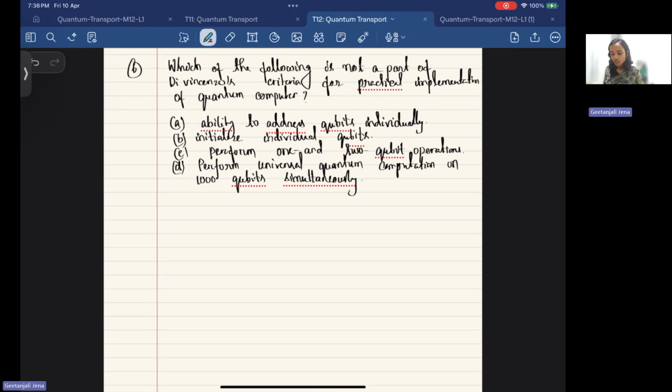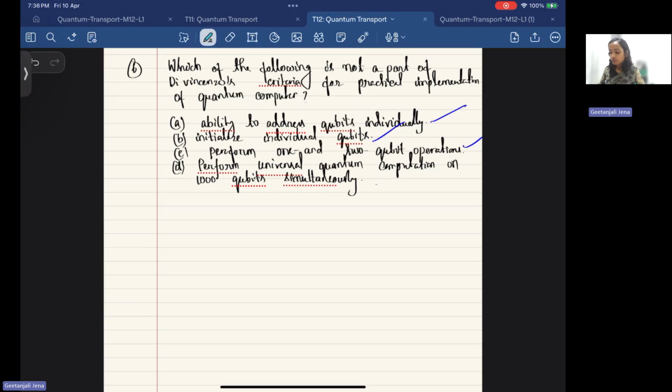Question number 6. Which of the following is not a part of DiVincenzo's criteria for practical implementation of quantum computing? Option A, ability to address qubits individually, which is correct. Option B, initialize individual qubits, which is also correct. Option C, perform 1 and 2 qubit operations, which is also correct.